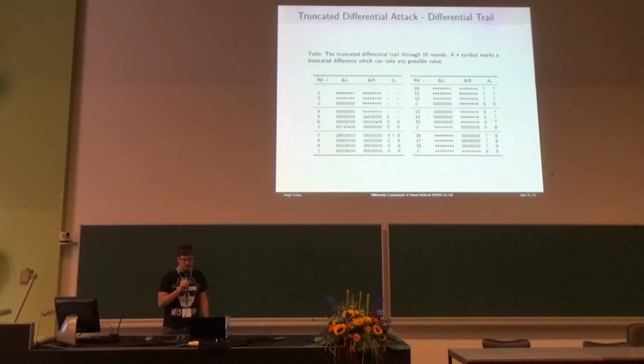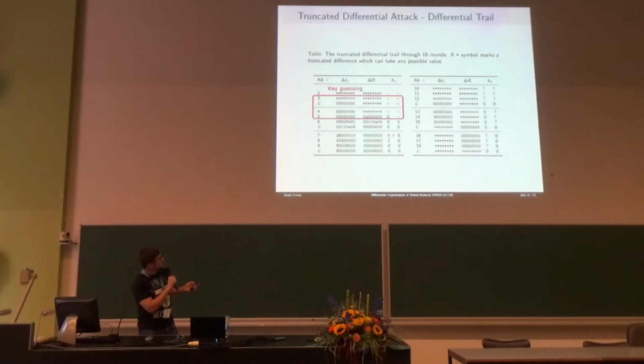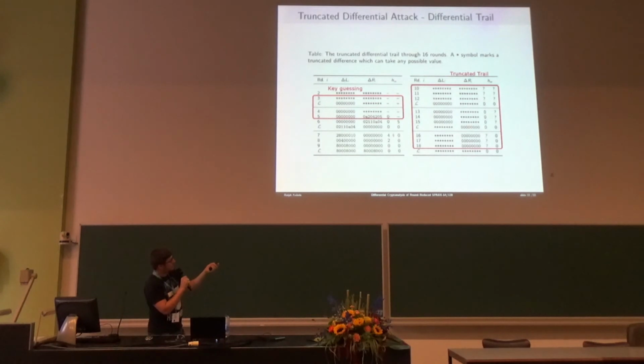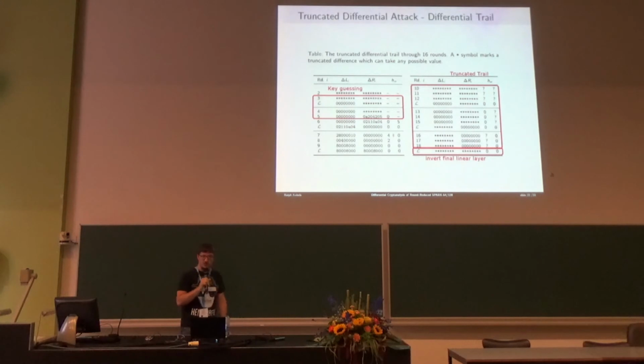So how do the trails of our truncated differential attack look? Look like this. We do some key guessing, as I mentioned before. We can guess the keys in rounds 3, 4, and on the right side of round 5. We use an optimal trail for the first rounds here, and we use a truncated trail here. And what we see is after 5 steps, we have one branch not active here, but just the one branch is active. And the final linear layer is easily invertible.